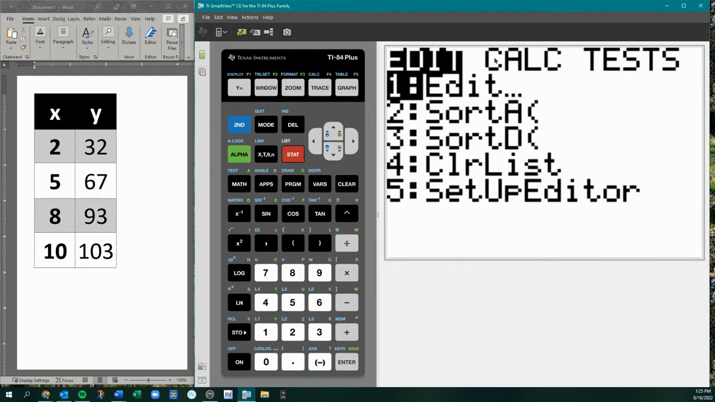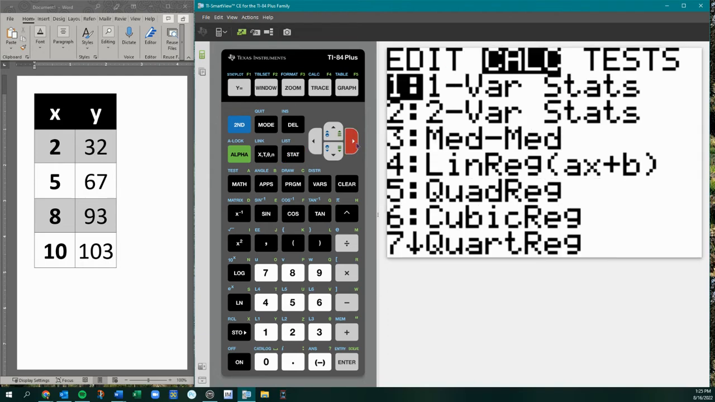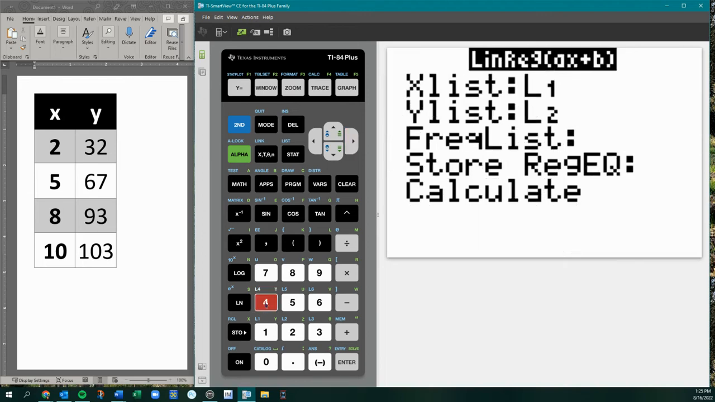This time we're going to calculate something. So I go over to the right for the calculate menu, and you get to choose what type of function you're using. To write a slope-intercept form of any sort of line, so a linear regression, we're going to choose option 4. So you can scroll down to 4 or click the number 4 to select the linear regression.